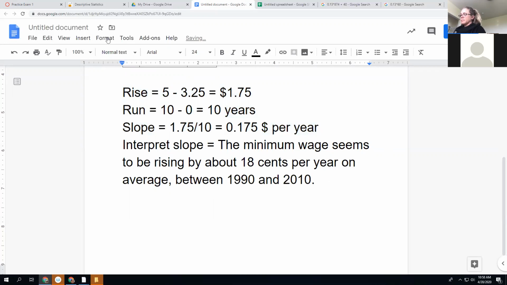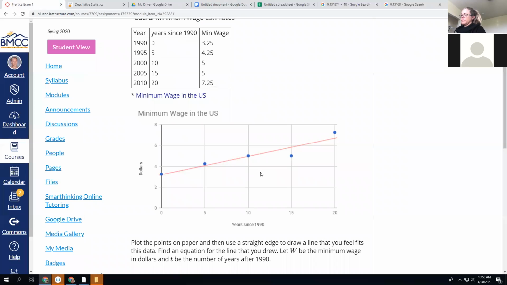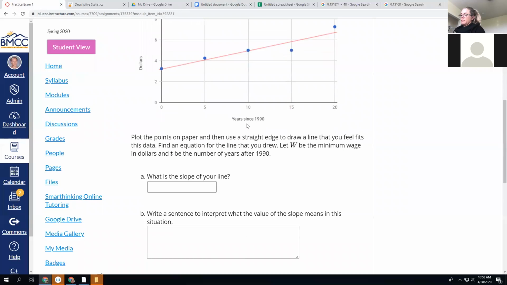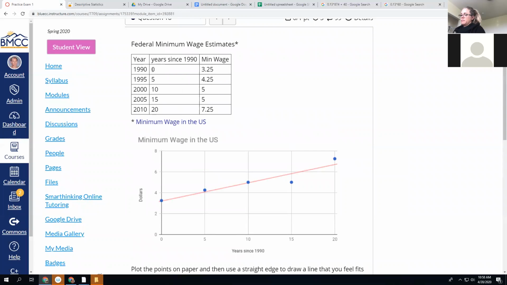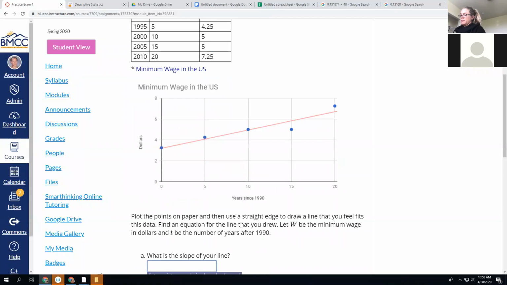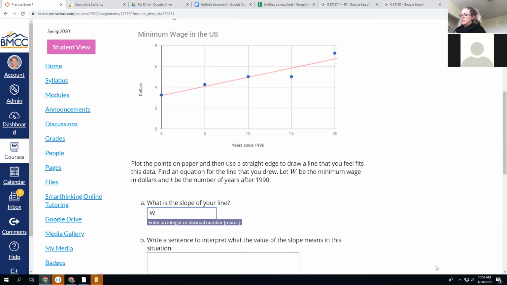All right, so let's see. Have I gotten the main parts there? I got the slope. Now the y-intercept, that is given here because I give you 0, that. So I would say my line, let's see, W is for wage, so W for Y equals 0.175 T for X plus 3.25.